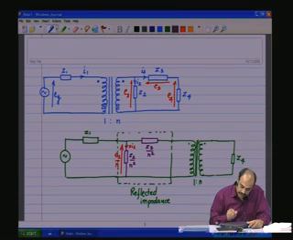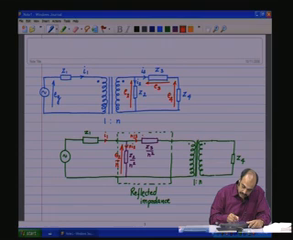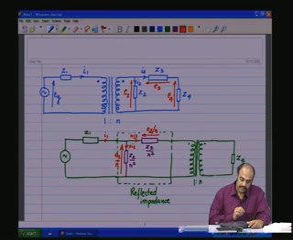Now the current through Z3 was I3, and reflected onto the primary side the current through this should be NI3. This still remains I1. The voltage across Z3 was E3, and reflected onto the primary side it is E3 by n. Every parameter associated with Z3 is reflected in this manner.